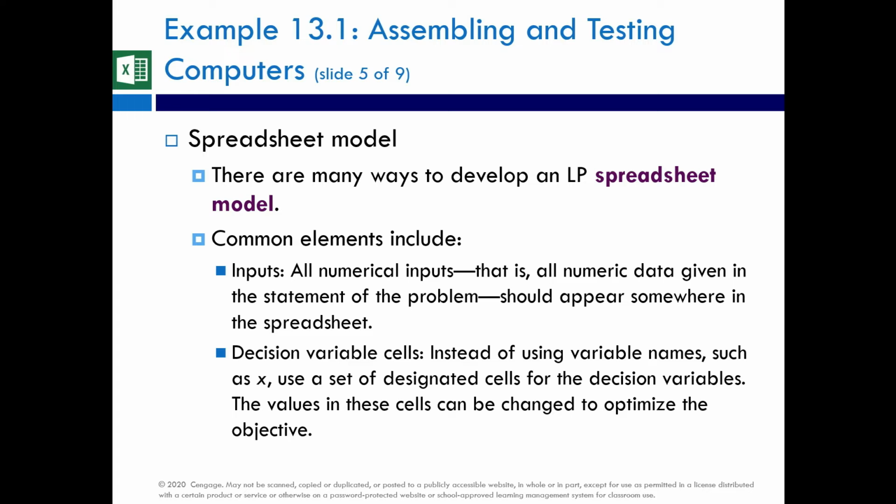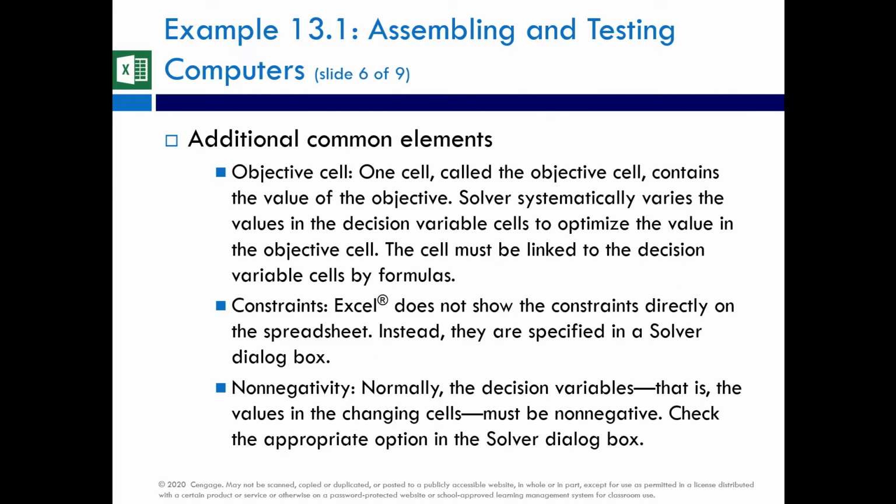The values in these cells can change to optimize the objective. Additional common elements. Objective cell: one cell, called the objective cell, contains the value of the objective. Solver systematically varies the values in the decision variable cells to optimize the value of the objective cell. The cell must be linked to the decision variables by formulas.